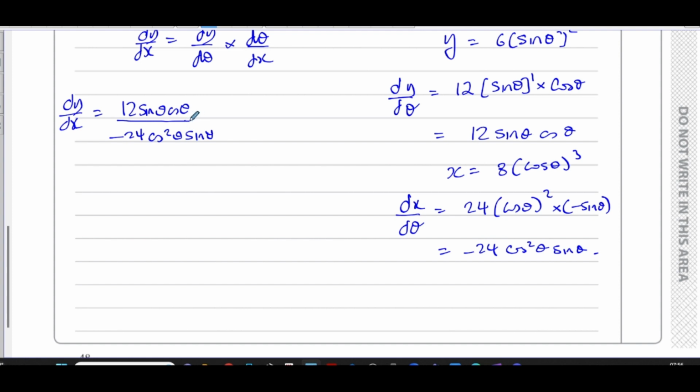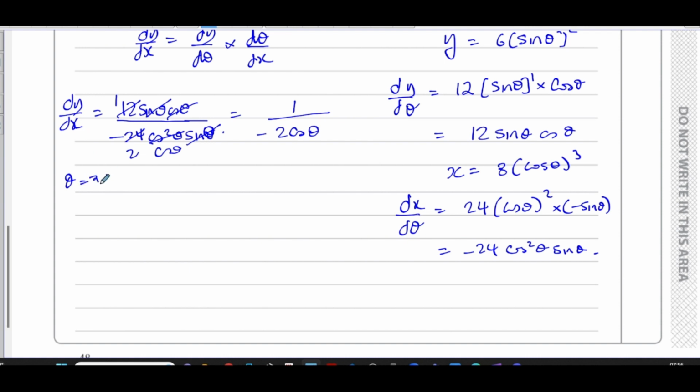Okay, so there's what we got so far. Now we can see the sine theta cancels with the sine theta, and one of the cosine thetas cancels out, and the 12 cancels with the minus 24. So you're left with basically 1 over negative 2 cosine theta.